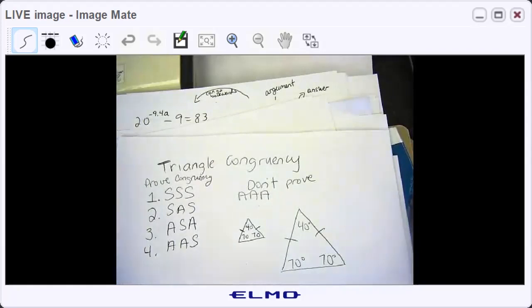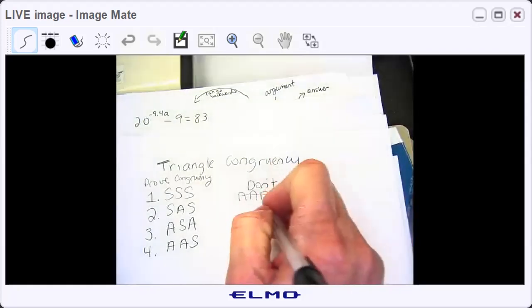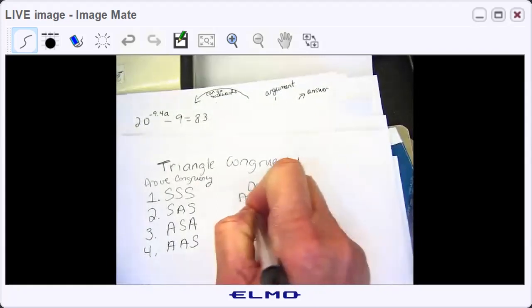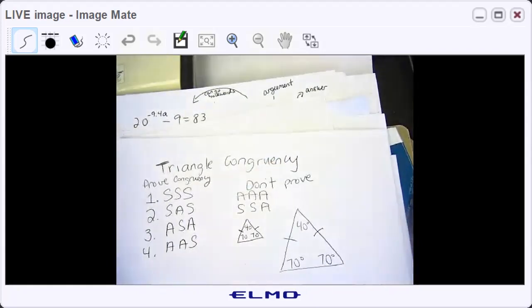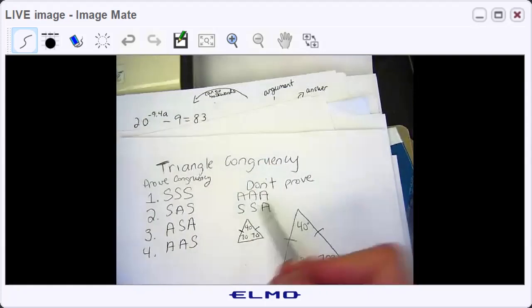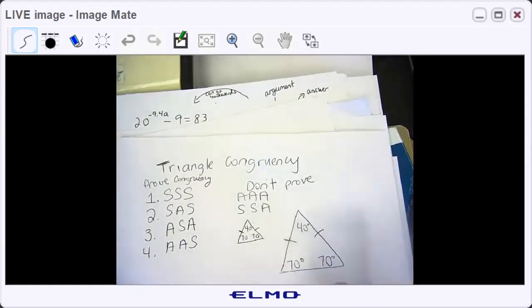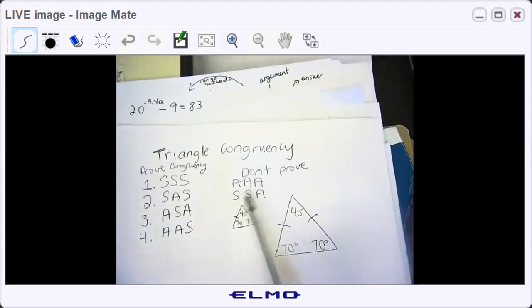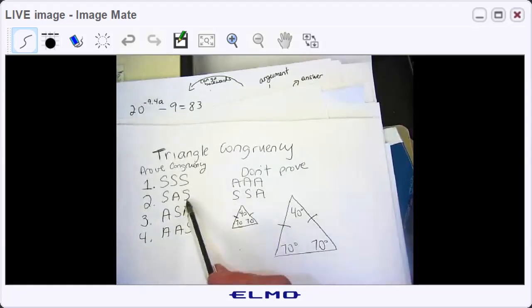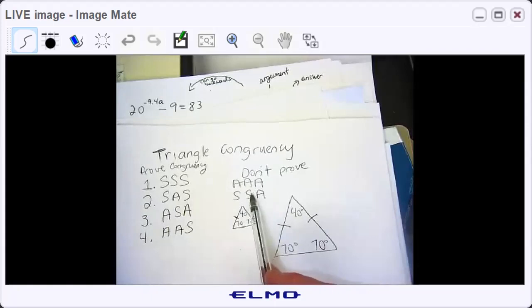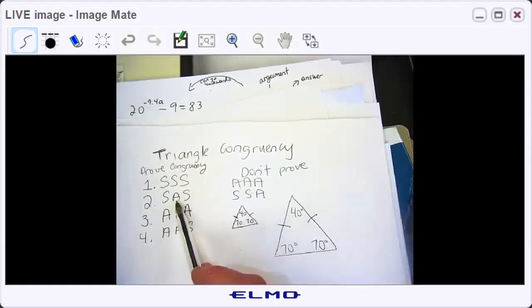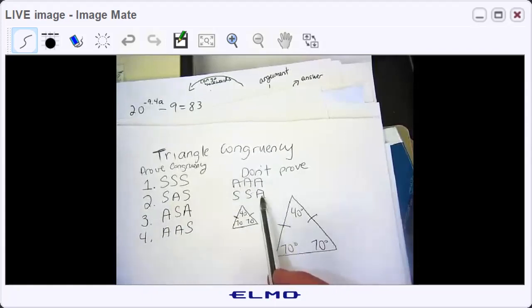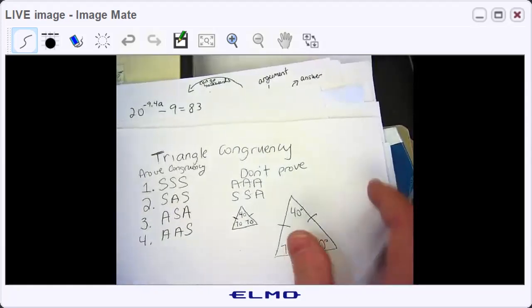There is another one that doesn't work, which is SSA or ASS, the bad word. I call this one the bad word. So it doesn't work either, and the difference of this one and side angle side is that in this one the angle is marked in between, and in this one the angle is not. I'll show you some examples of this in just a minute.